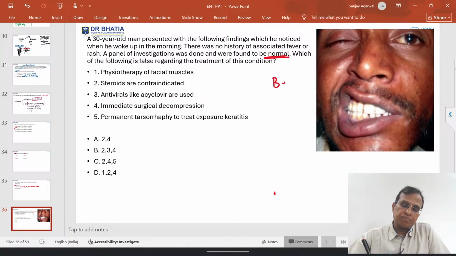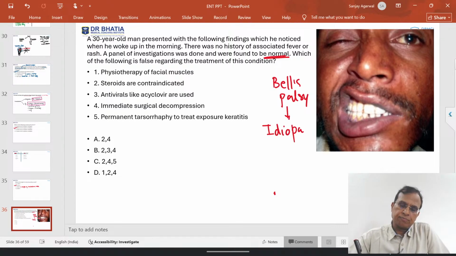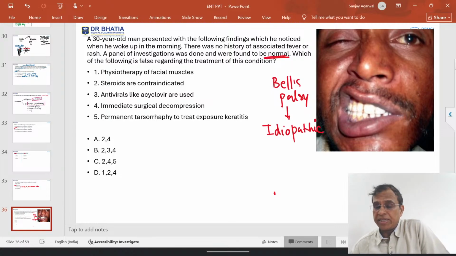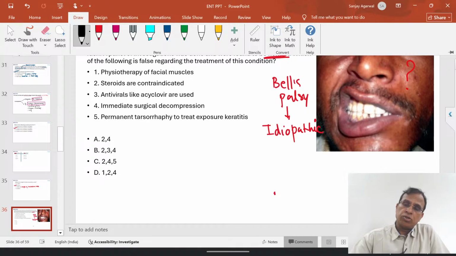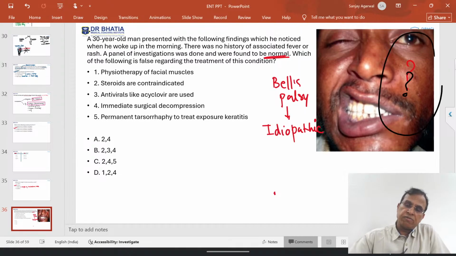Bell's palsy. What is Bell's palsy? Bell's palsy is idiopathic facial nerve palsy. Because the findings are normal, it is idiopathic, कारण पता नहीं है, and you can make out there is a Bell's palsy of this side. इस तरफ की आंख बंद नहीं हो रही, कुछ नहीं हो रहा. So this side is Bell's palsy.